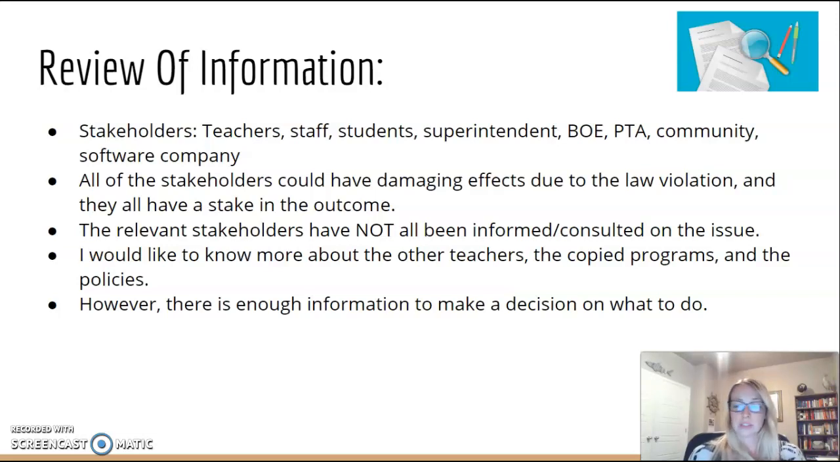The superintendent was not mentioned at all. The rest of the PTA was not mentioned or brought in, and also the Board of Education had no idea that any of these issues were going on. The community was also not aware or brought into the issue.